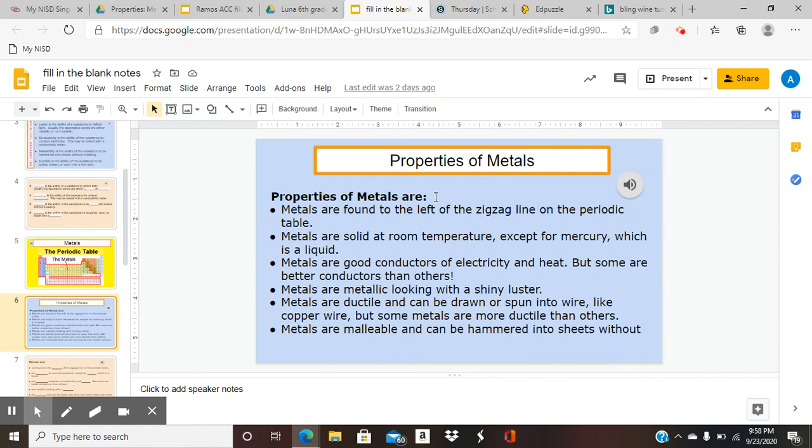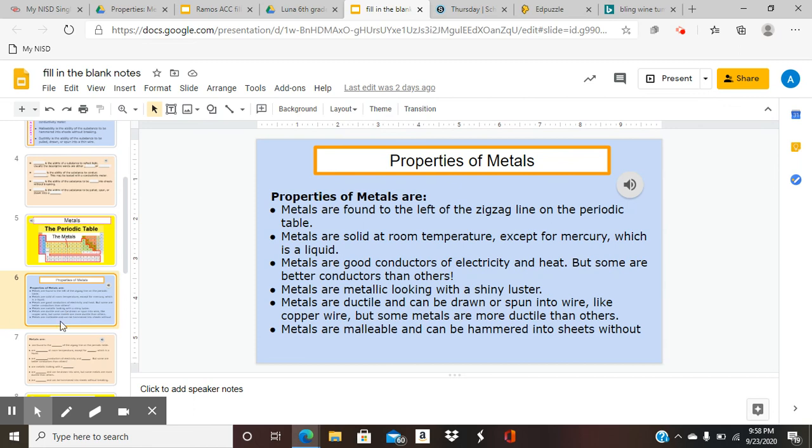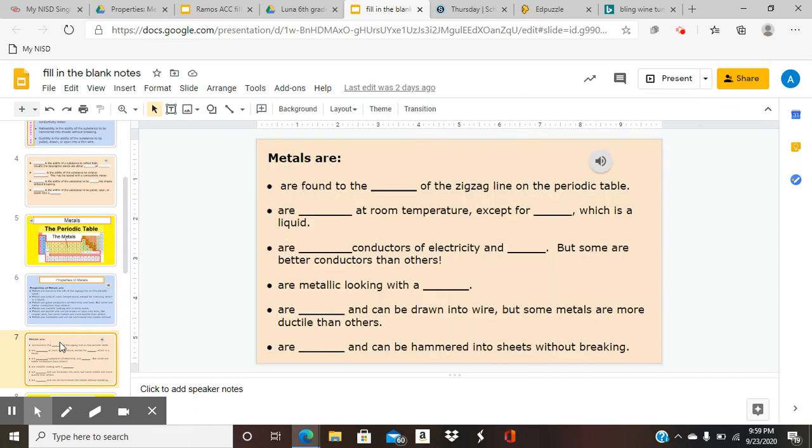Slide 6, the properties of metals. Metals, again, are found on the left-hand side of the zigzag line on the periodic table. Metals are solid at room temperature, except for mercury, which is a liquid. They're very good conductors of electricity and heat. They are metallic looking. They have a shiny luster. Metals are ductile, and metals are malleable. Those are the physical properties of a metal. So on slide 7, you are going to use the information from slide 6 to fill in the blank in slide 7. You're going to go back and forth on that.